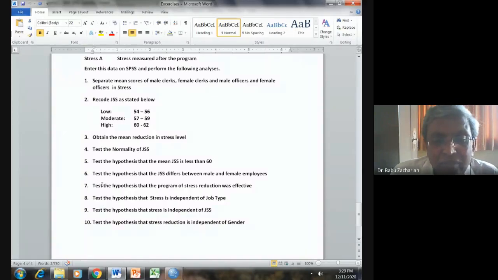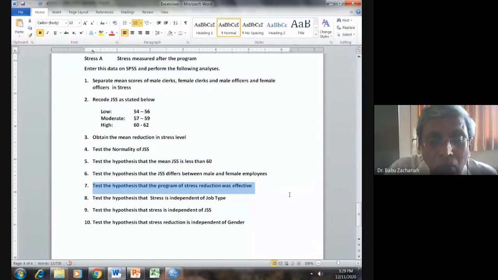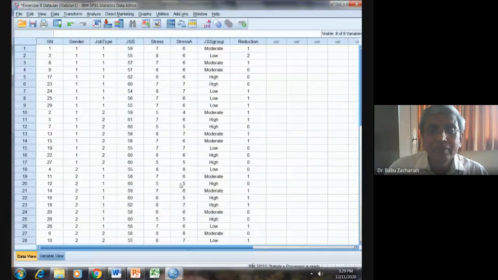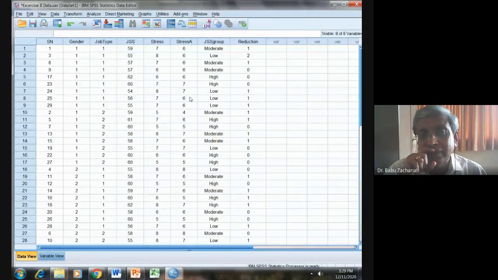Test the hypothesis that the program of stress reduction was effective. This is the seventh question I'm reading. See here in our data, please remember that we have stress before the program and stress after the program. So this is called a paired samples t-test. I can show you its background in just one minute.